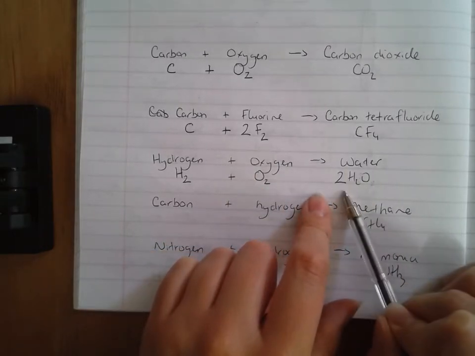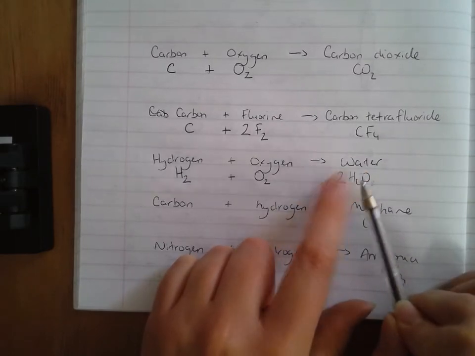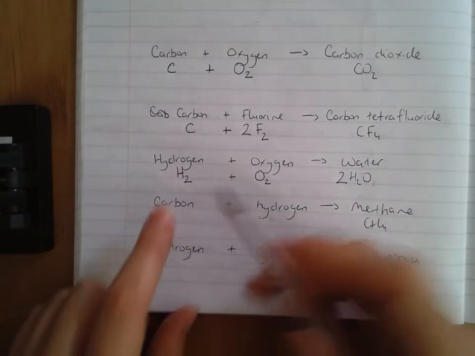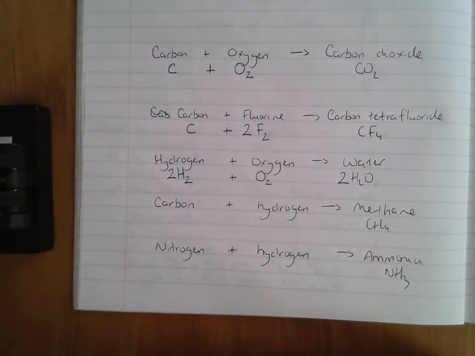But by putting that big 2 there, I've also changed the number of hydrogens. I've now got 4 hydrogens on the right and only 2 on the left. So I need to put a big 2 here so that it balances out.